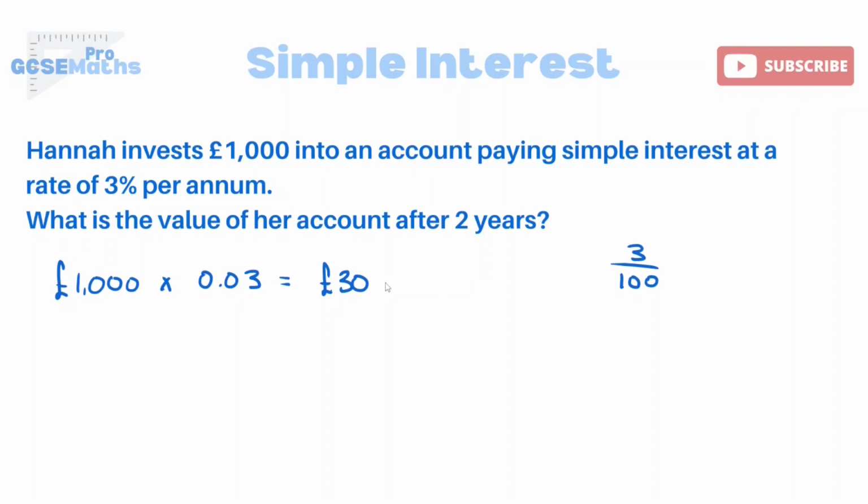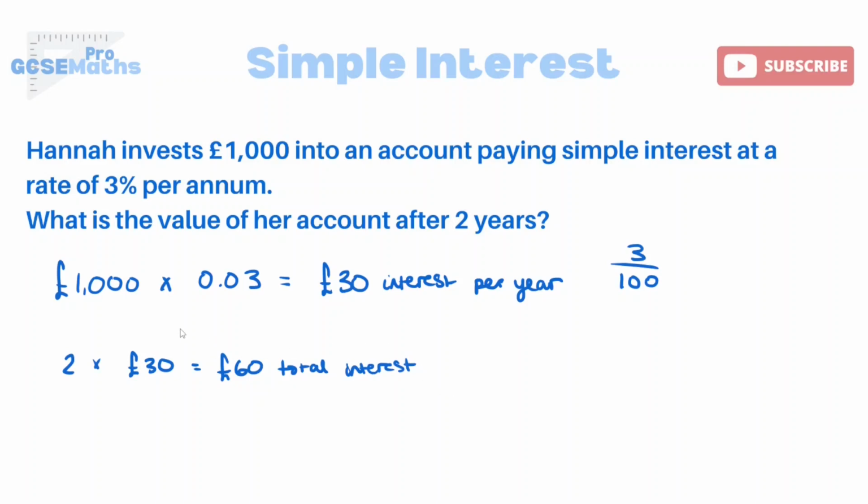Now, as I said, that is interest per year, or per annum. So every year, simple interest in this particular question, Hannah will earn £30 for year 1, £30 for year 2, £30 for year 3. Every year it's still £30 that she gets. Now it says we want to know for 2 years. So I just need to do 2 times 30. That would be £60. So that's her total interest across the 2 years.